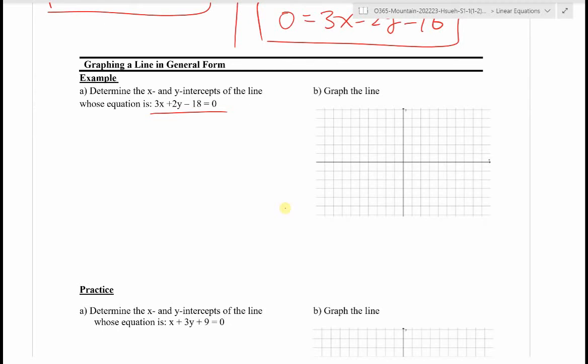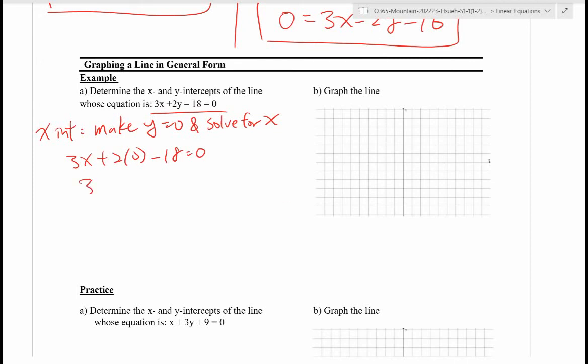To find the x-intercept, recall, you make y 0 and solve for x. So I'm going to have 3x plus 2 times 0 minus 18 equal to 0. That gives me 3x minus 18 equal to 0. Then I can move the negative 18 to the right, and I can solve for x by dividing both sides by 3. So then x equals 6. That is your x-intercept.